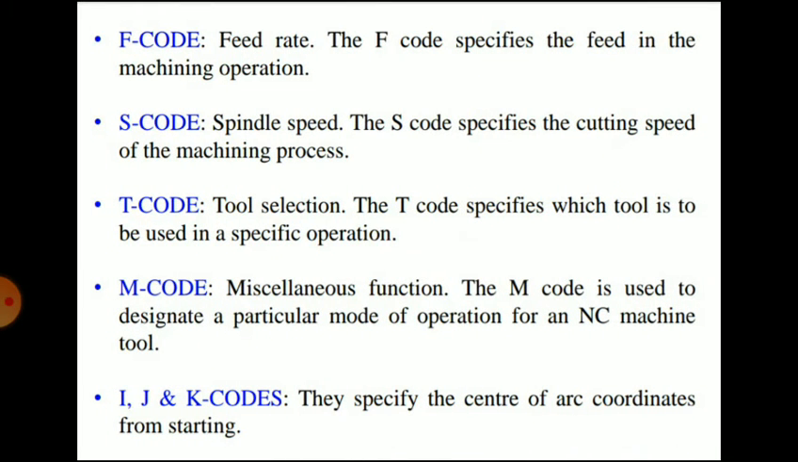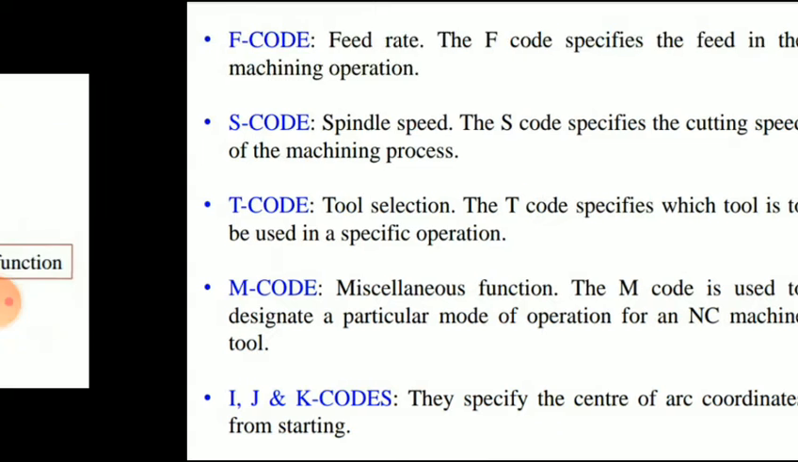The F code specifies the feed in the machining operation. S code, it is a spindle speed. The S code specifies the cutting speed of the machining operation. Then T code, that is tool selection. The T code specifies which tool is to be used in a specific operation. M code, it is a miscellaneous function. The M code is used to designate a particular mode of operation for an NC machine tool. And I, J, K codes. They specify the center of the arc coordinates from the starting point.